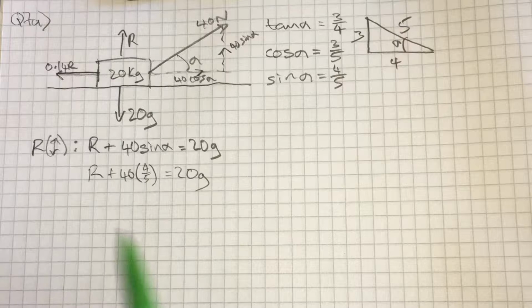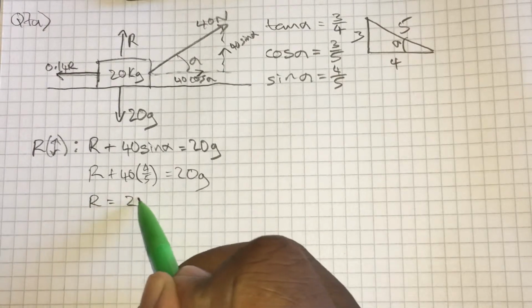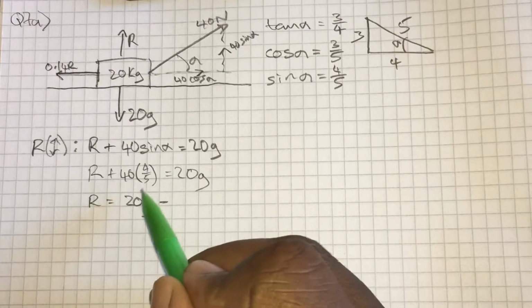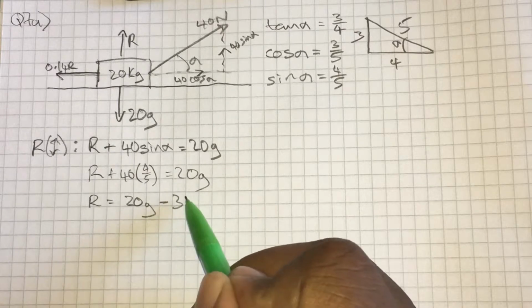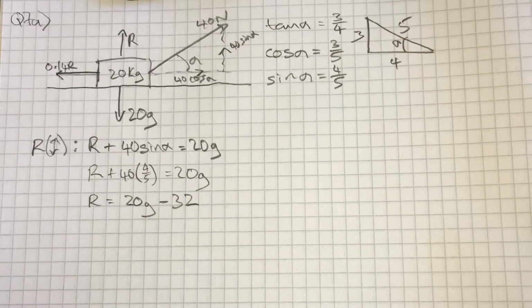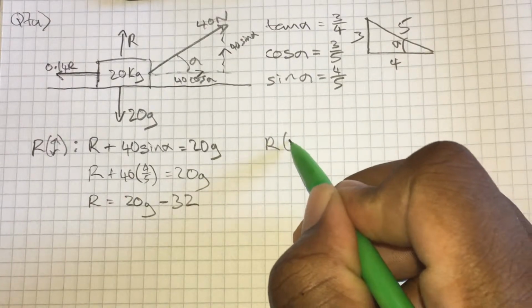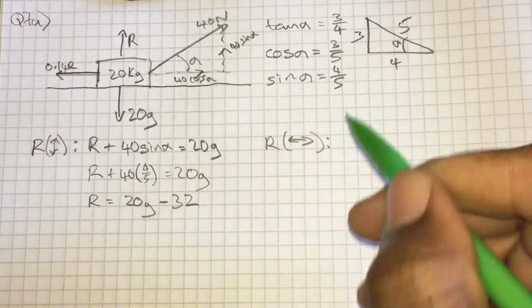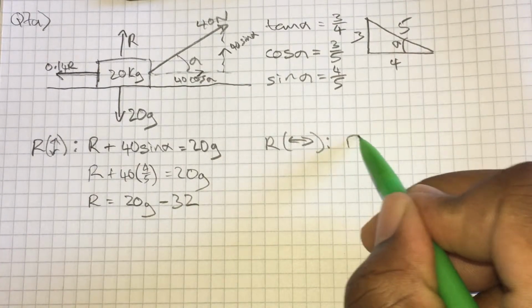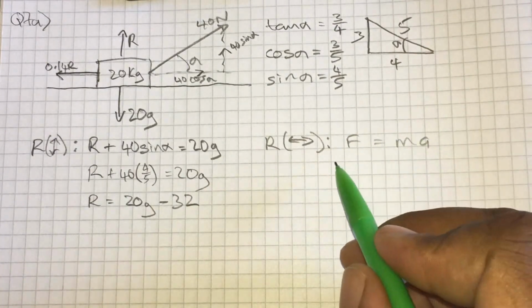And we can just rearrange this to get R as the subject. I don't really need to get an exact answer for R. I actually prefer to leave it as this expression and use that going forwards. Okay, so let's also resolve horizontally. So resolving horizontally, we can go ahead and make use of Newton's second law, F equals ma.